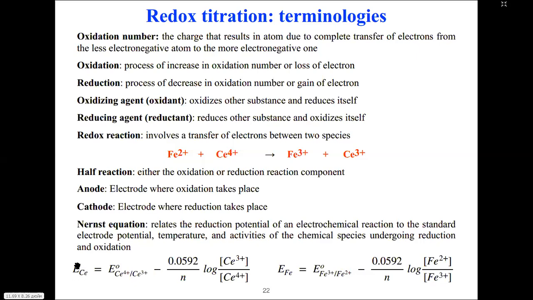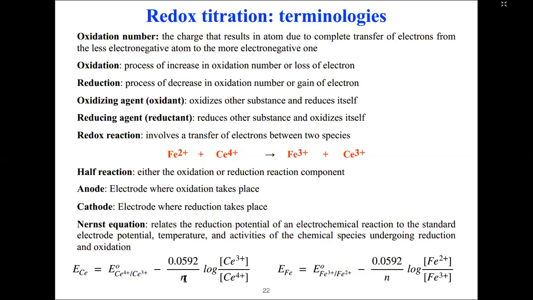So on the left-hand side of the equation, it is E Ce, that is the reduction potential at the given condition, okay? What condition? The temperature and concentration. E naught is the standard reduction potential of cerium, the reduction potential when cerium changes its oxidation state from 4 plus to 3 plus. And this is a known value. You can get it from the table of the electrochemical series. Minus 0.0592 divided by n, where n is the number of electrons involved in that half reaction.